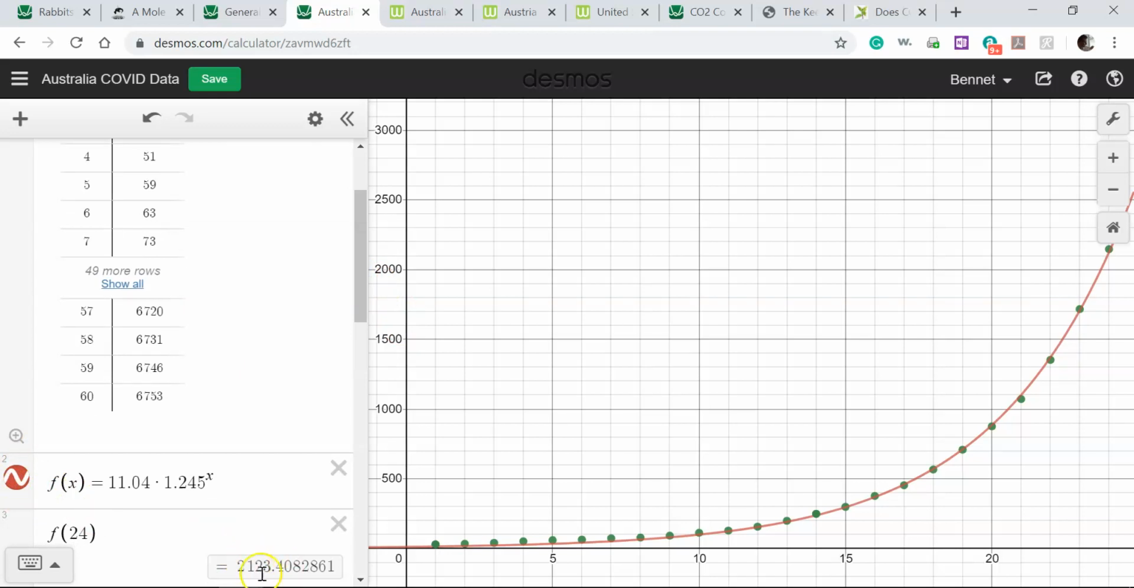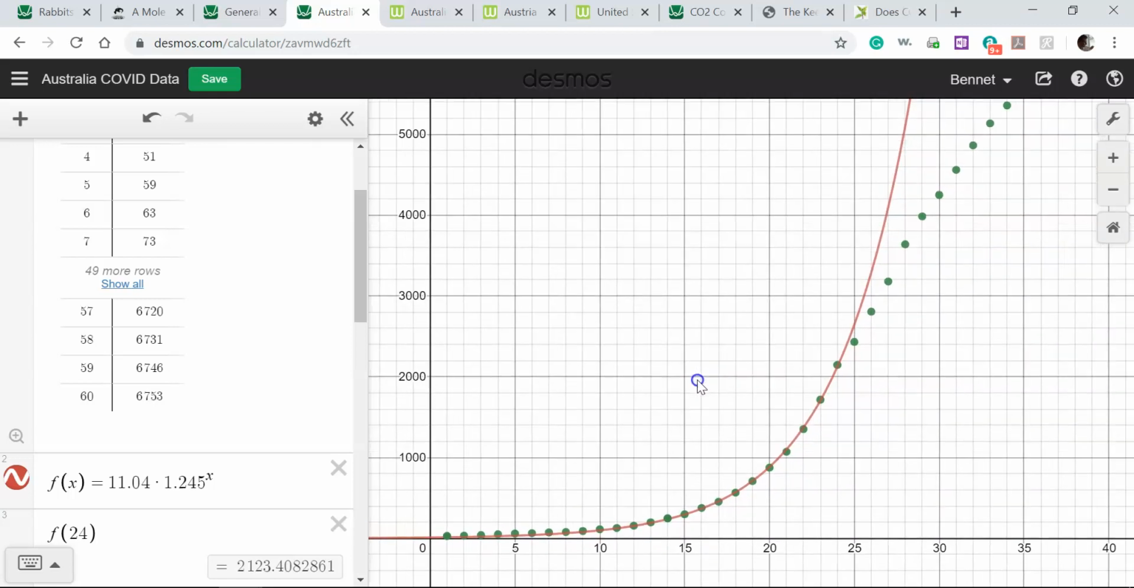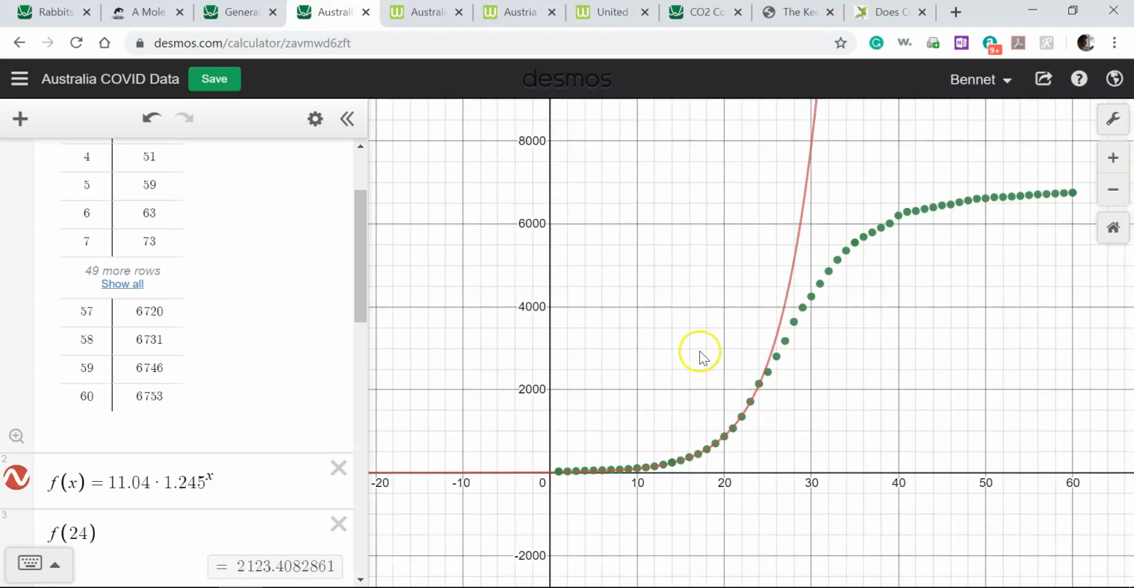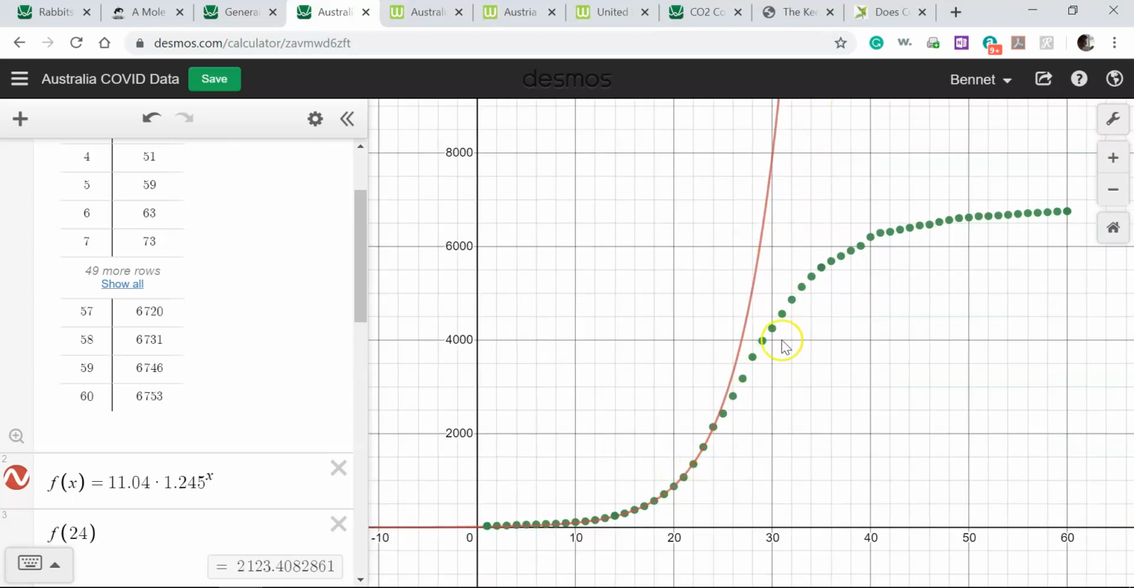On the 24th day, there should have been about 2,000 cases, 2,100. And in the actual data, there's 2,146. It's only off by like 23 cases. This exponential model was pretty great. But as you start to get further away from those first 24 days, that exponential model diverges greatly from what actually happened, from the reality of the situation.